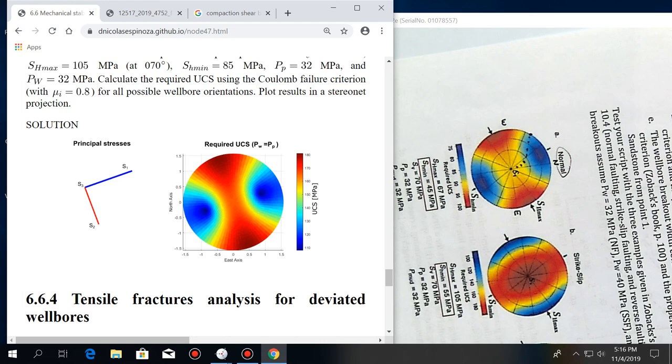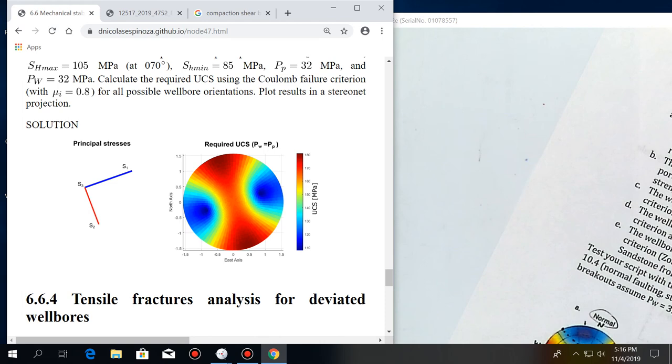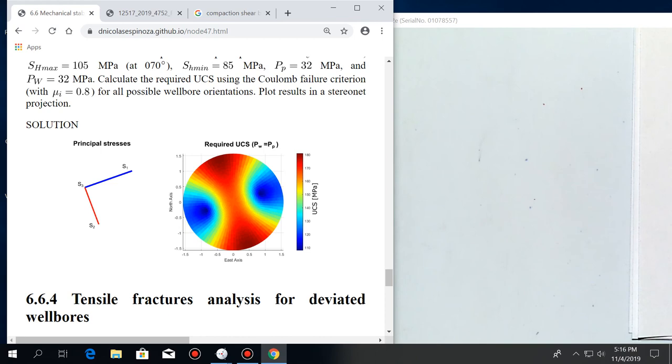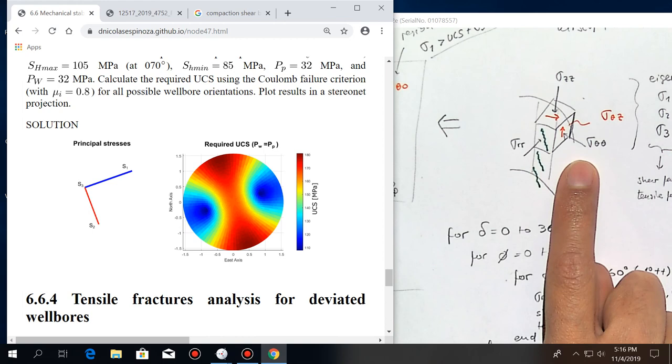And again, what Professor Zimmerman did today was exactly the same as what we're doing now, but with a more complex failure criterion, with a more complex calculation of stresses around the wellbore, but it's basically the same. Okay?